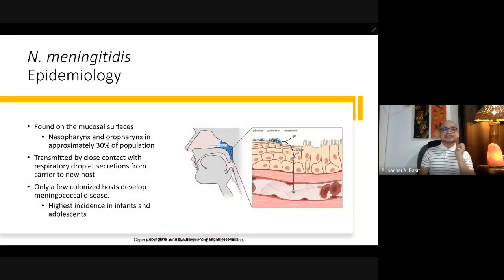So, Neisseria meningitidis is found on the mucosal surfaces, particularly at the nasopharynx and oropharynx in approximately 30% of the population. And it is transmitted by close contact with respiratory droplet secretions from a carrier to a new host. So that's the reason why it is called epidemic meningitis. Only a few colonized hosts would develop the meningococcal disease. It has the highest incidence in infants and adolescents. So fortunately, we now have vaccines against Neisseria meningitidis.